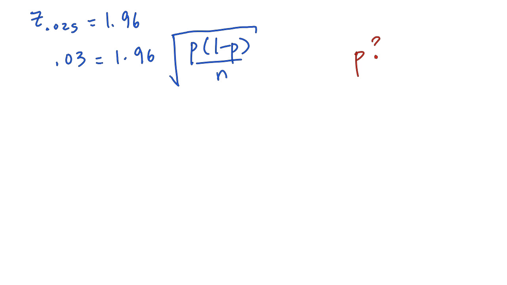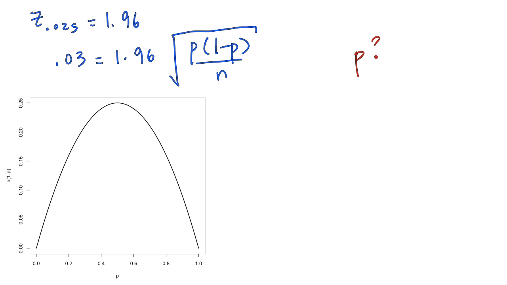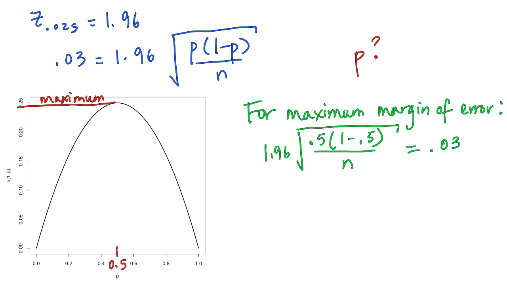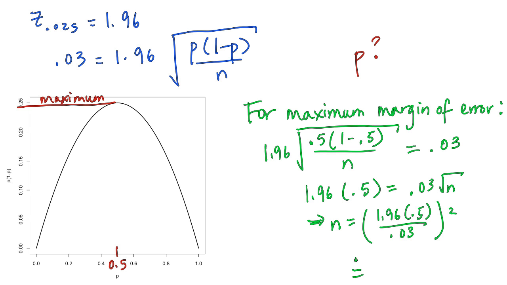Our margin of error includes the expression p times 1 minus p. Here's a plot of that for p ranging from its possible values 0 to 1. We can see it's a quadratic function that has a maximum value which occurs when p is equal to 1/2. So that's the value of p that maximizes our margin of error. Plugging in p equals 1/2, solving for n, gives 1,067 as the necessary sample size.